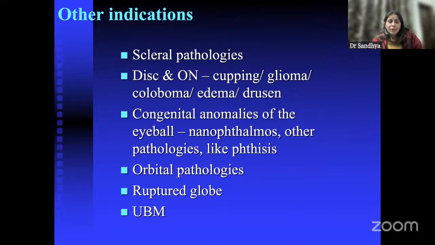Of course, there are a lot of other indications for ultrasound when we talk of scleral pathologies, disc cupping, gliomas, colobomas, some other disc edemas or drusen, congenital anomalies like nanophthalmos and phthisis, other orbital pathologies, ruptured globe, and UBM is also a part of ultrasound. But since today we are just talking about the retina module, this is a separate class in itself. I'm just listing this because you should know that there are other indications also.